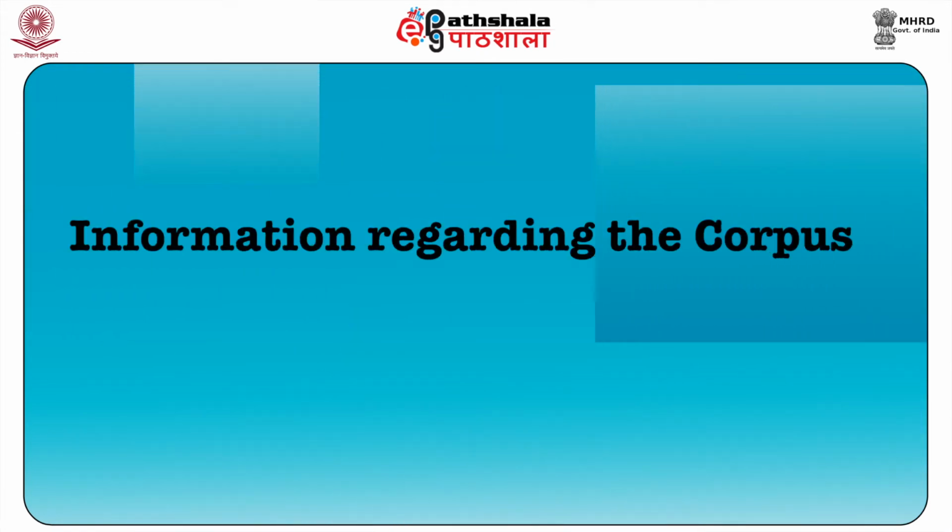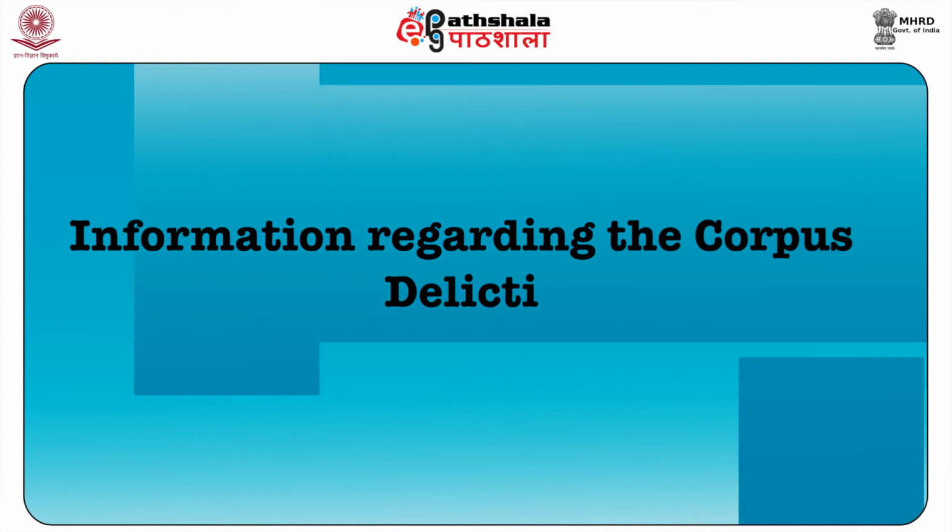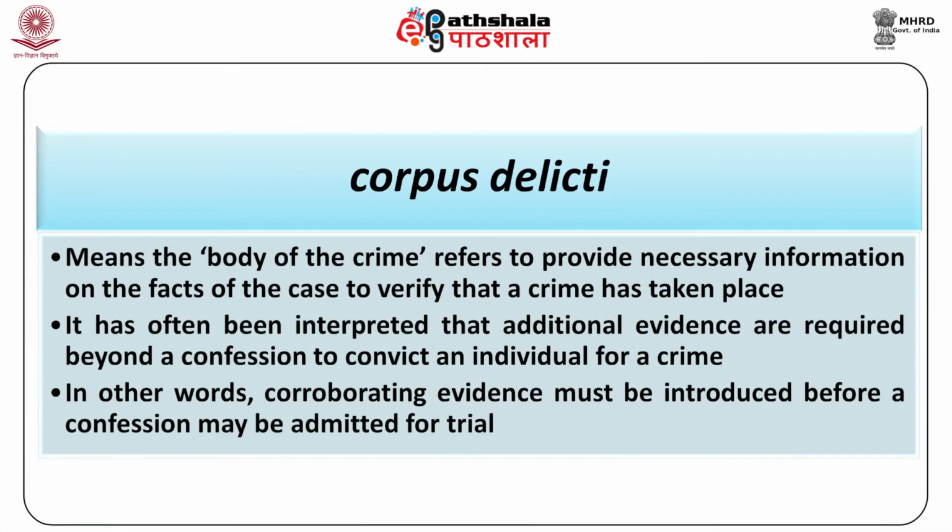Physical evidence analysis in general and its interpretation in particular can provide a number of the following different types of information related to the crime. The first is information regarding the corpus delicti. The corpus delicti means the body of the crime, and refers to providing necessary information on the facts of the case to verify that a crime has taken place.